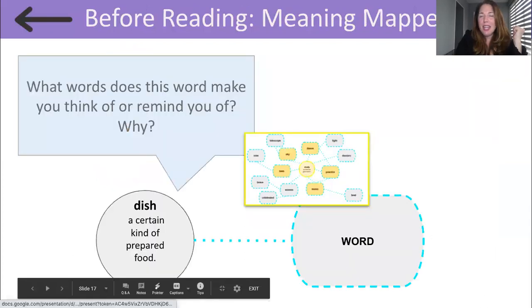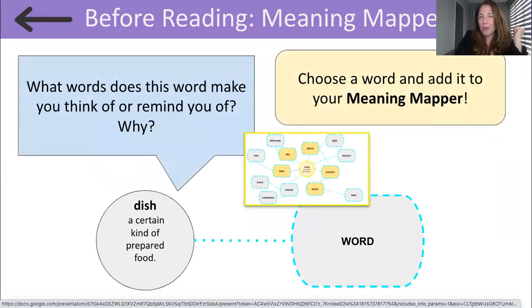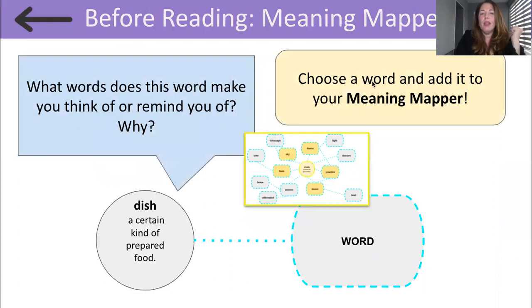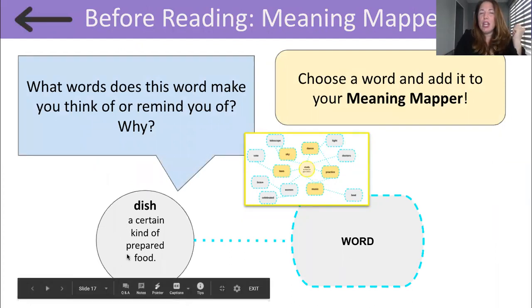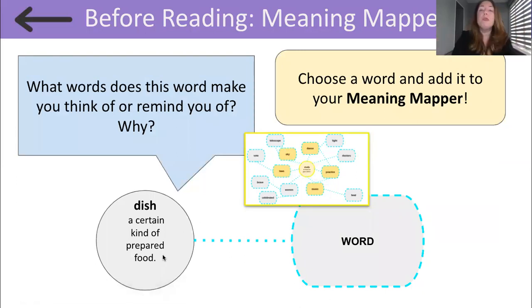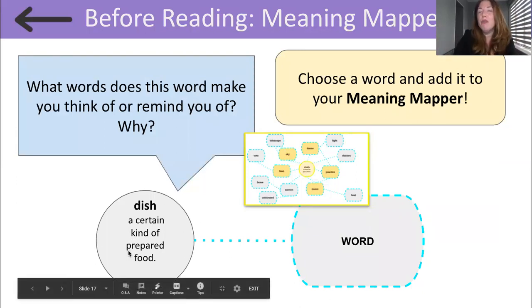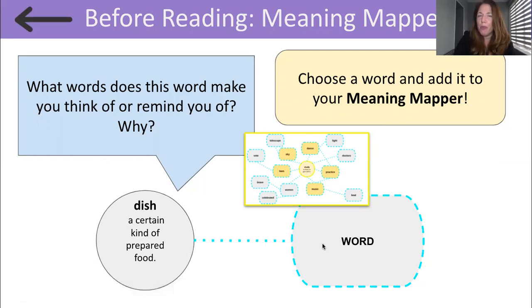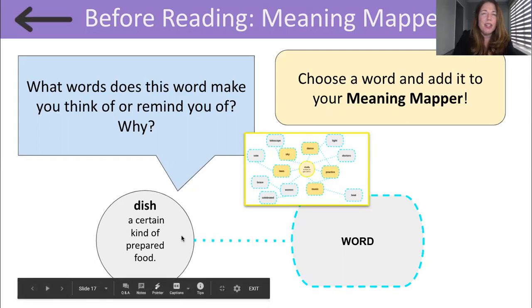So let's take out our meaning mappers now. Okay, when you hear the word dish, what does the word dish make you think of? Or what does it remind you of? So remember, a dish is a certain kind of food that is prepared. Okay, so take a moment and add a word to your meaning mapper now that you can connect to the word dish. What comes to mind?